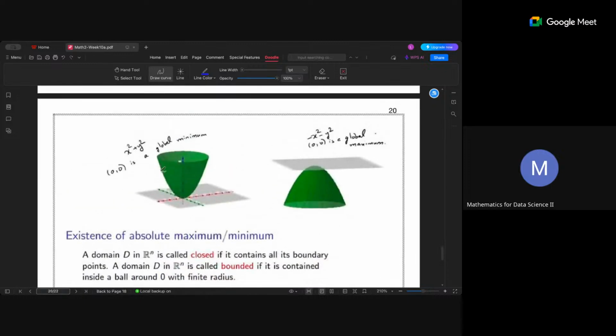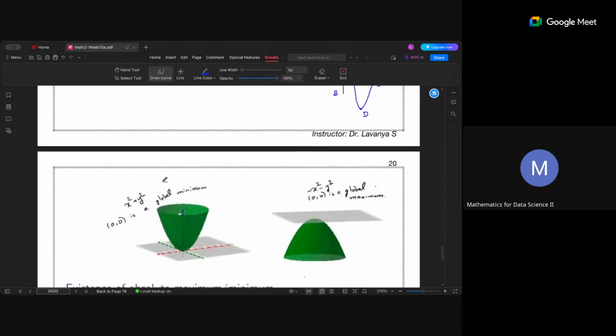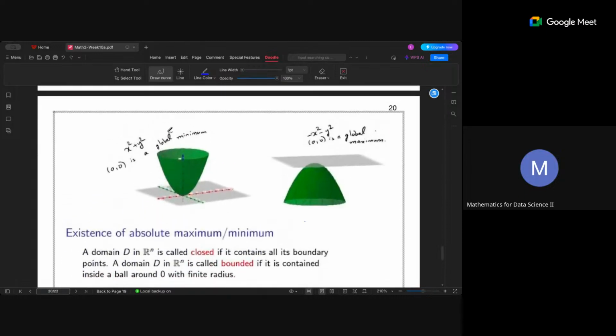So now you look at such graphs. For this graph, do you think there is a global maximum? No. But you can see that there is a global minimum. Now you see another function. For this, global maximum is there, but minimum is not there.